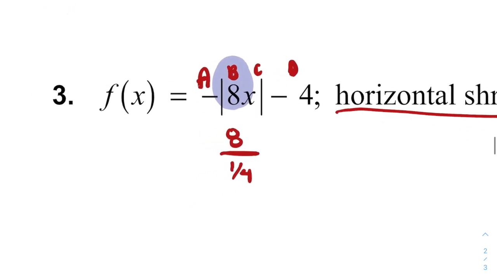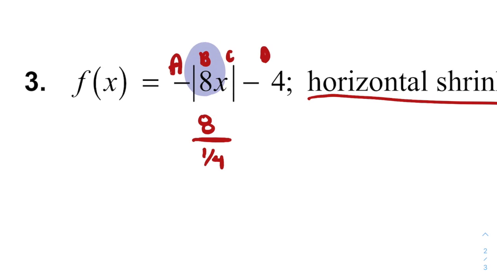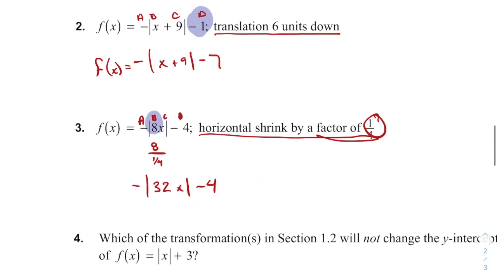So that is going to be 8 times 4 is 32. So your transformed function will now be 32x absolute value minus 4. And that'll be a horizontal shrink. So again, horizontal shrink stretches opposite. Same thing with moving it horizontally, like left or right. It does the opposite of what you think it would. You would think that by a factor of 1/4 you would multiply by 1/4, when in fact you actually divide by 1/4.